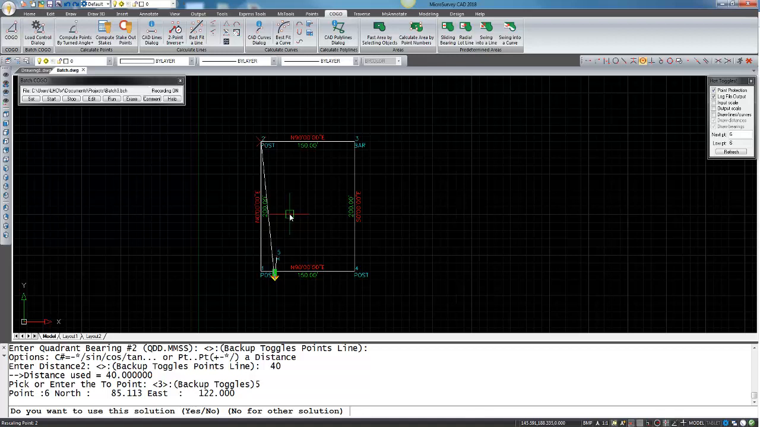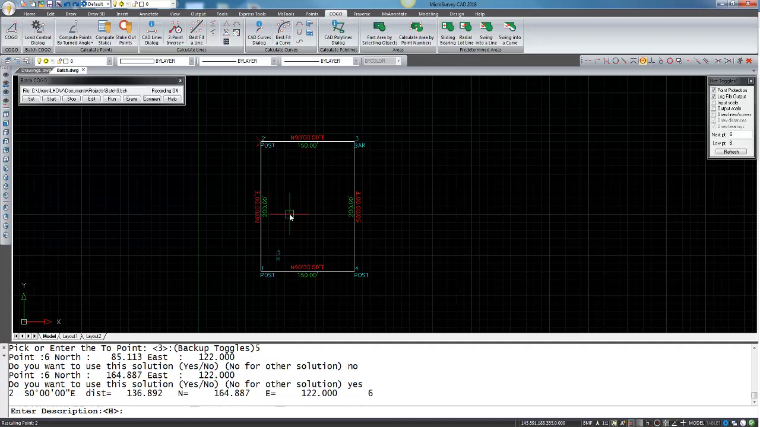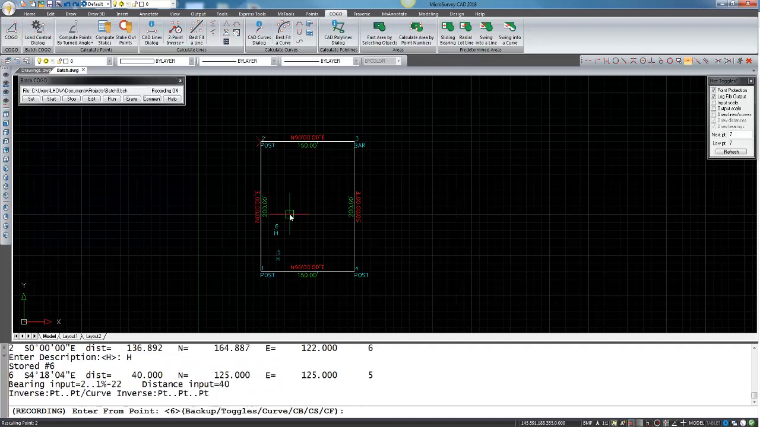And it comes up with this first solution, and we want to say no. And now it asks for the second solution, and we want to say yes for this. And we'll leave the description H for house as well. And now I'm going to solve the third corner of the house, which would be point 7, and we're going to enter from point 6.